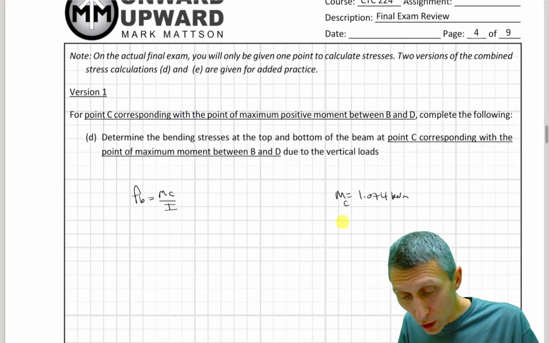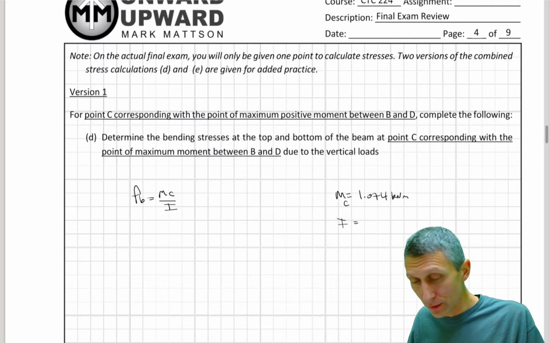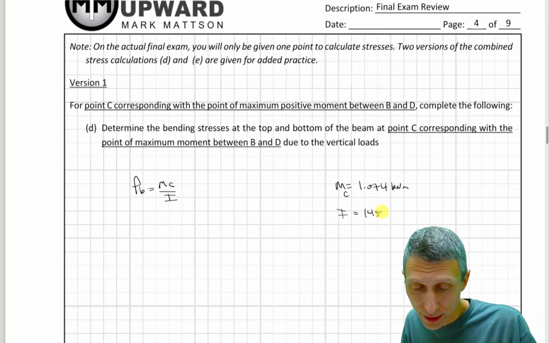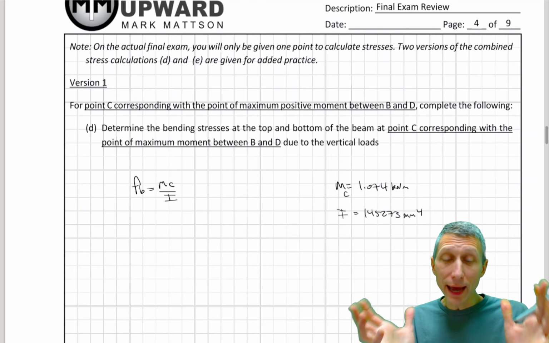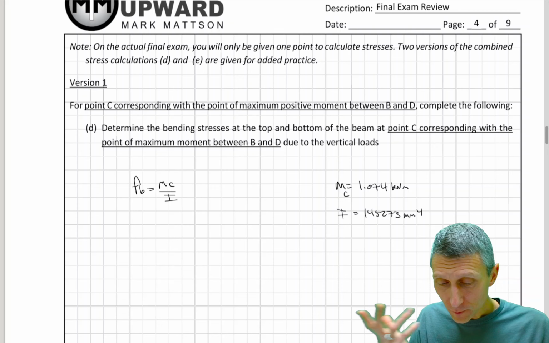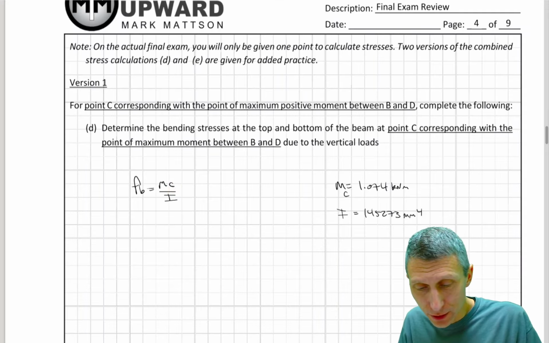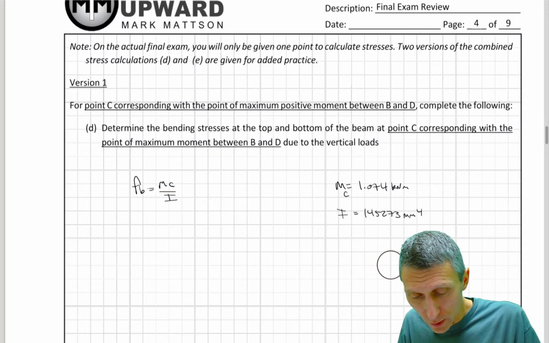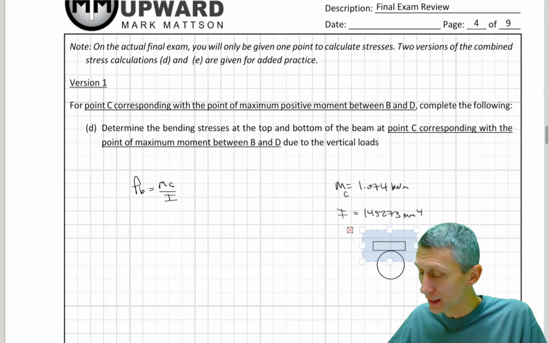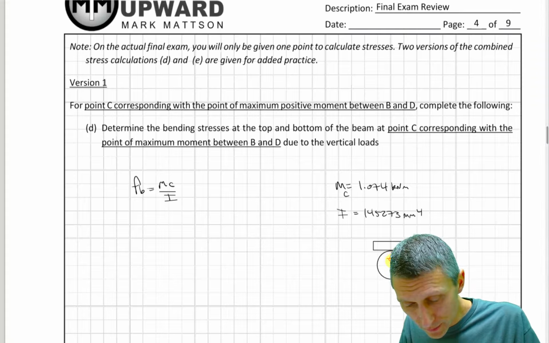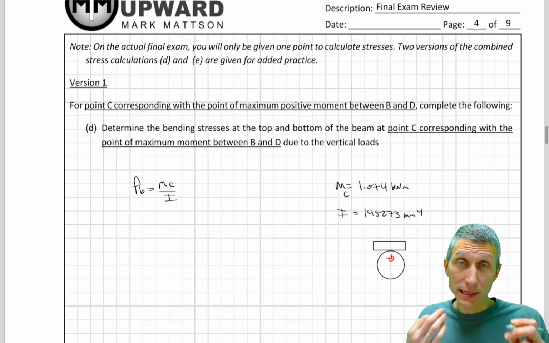We know I, we just found I. What was I? I was 145,273 millimeters to the fourth. This is great because we have just about all that we need. The only thing that we need left in here is C. Now C can be a little tricky, but basically, when we think about C, I have this shape that looks something like this. And when we think of C, we're going to go from the centroid of this thing to the extreme fiber in tension or compression.